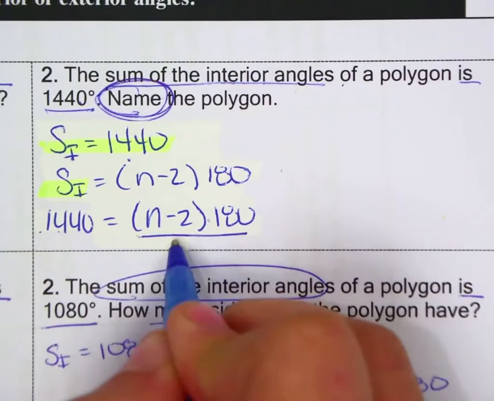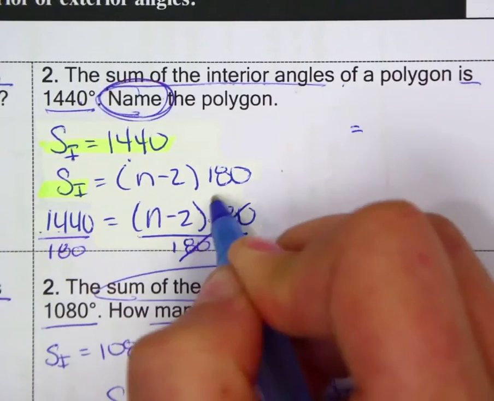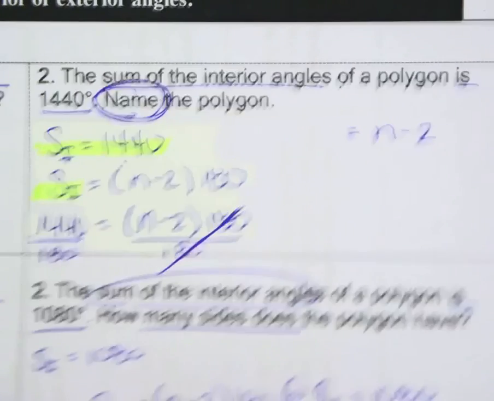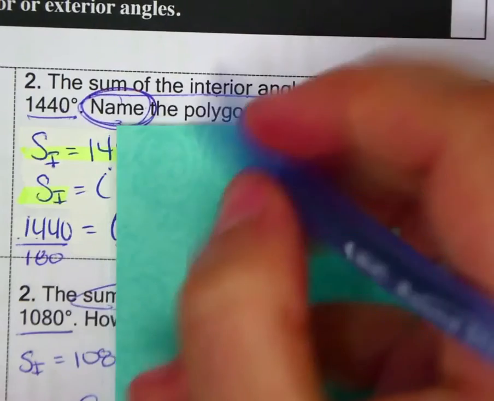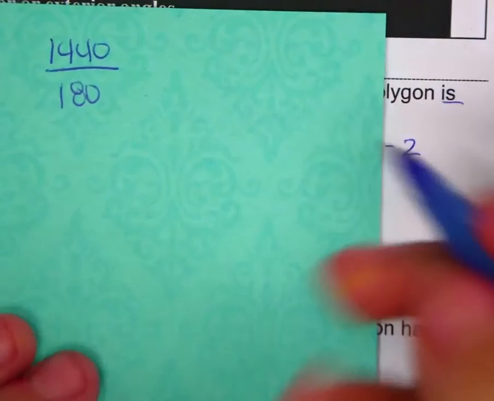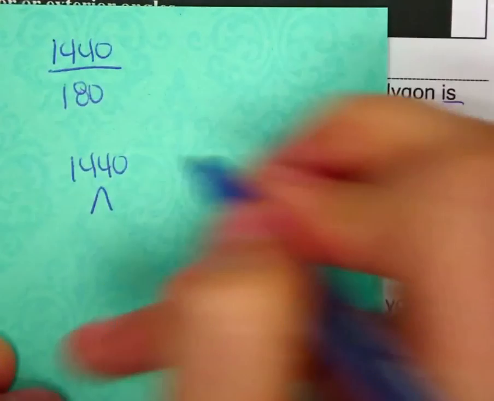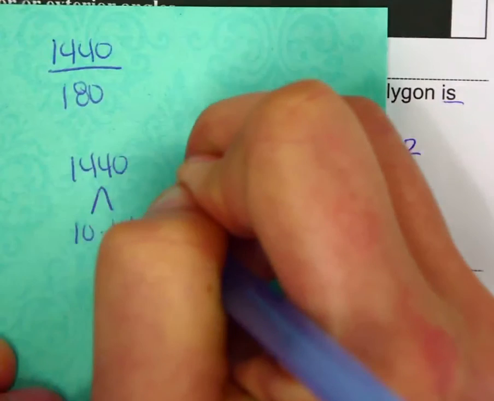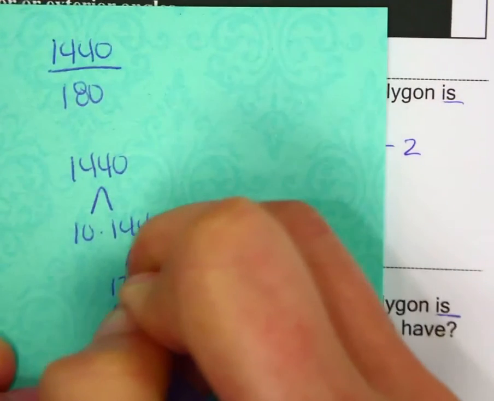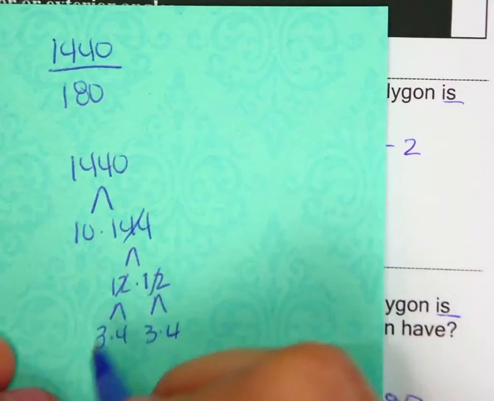So I'm going to divide both sides by 180. Once I reduce it, I'll have n minus 2 left on the right. So let's reduce it. 1,440 divided by 180. So reduce 1,440. That is 10 times 144. And 144 is 12 times 12, which is 3 times 4, 3 times 4, and our 4s are 2s.